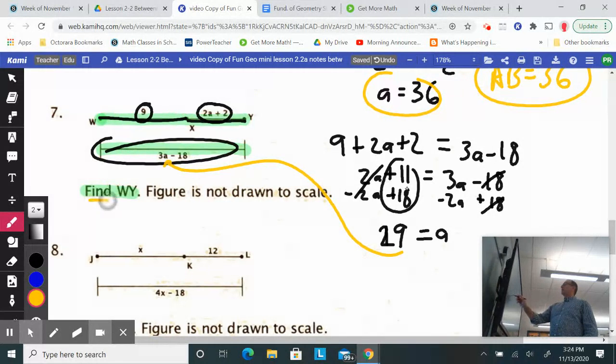So I want to find the distance from W to Y. W to Y is here all the way to here. Right? It's the same distance from here to here. So all I need to do is multiply 3 times 29, which is 87. Subtract the 18, 87 minus 18, well, I think it would be 69. So the distance from W to Y is 69 units.